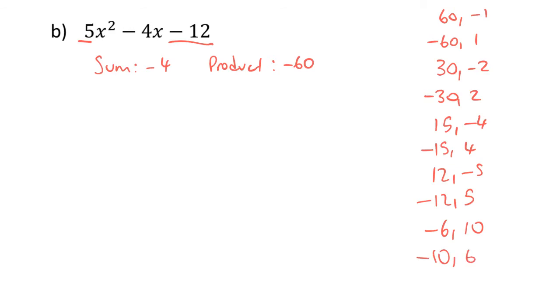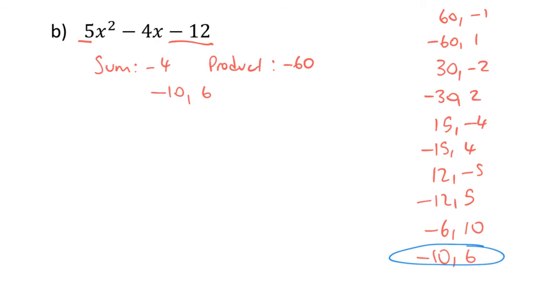So to get a sum of negative 4 and a product of minus 60, we're going to use this last one. So negative 10 and 6. So they'll add together to give minus 4. So we're using minus 10 and 6.